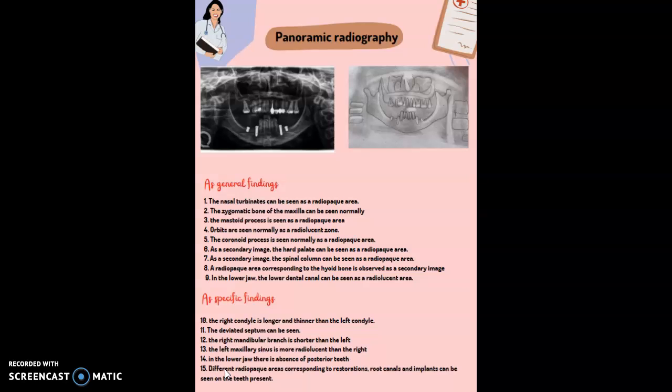6. As a secondary image, the hard palate can be seen as a radiopaque area. 7. As a secondary image, the spinal column can be seen as a radiopaque area. 8. A radiopaque area corresponding to the hyoid bone is observed as a secondary image. And 9. In the lower jaw, the inferior dental canal can be seen as a radiolucent area.